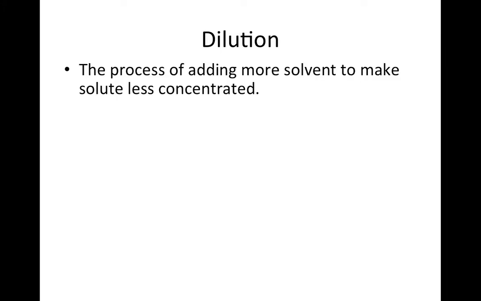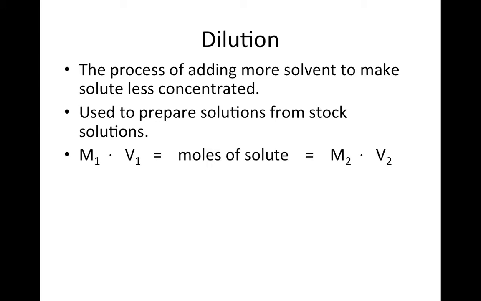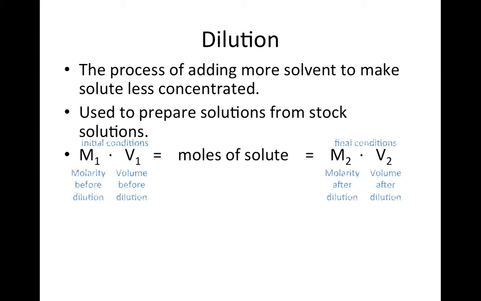Dilutions. Dilution is the process of adding more solvent to make the solute less concentrated. It is used to prepare solutions from stock solutions. Here's your formula. M1 times V1 equals the number of moles of solute, which equals M2 times V2.